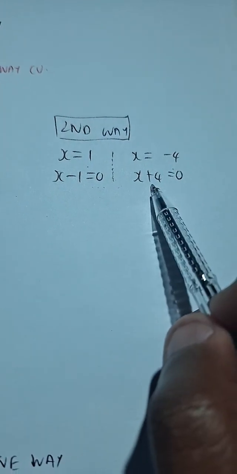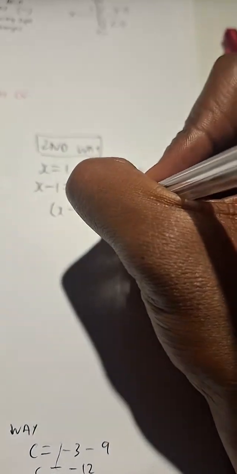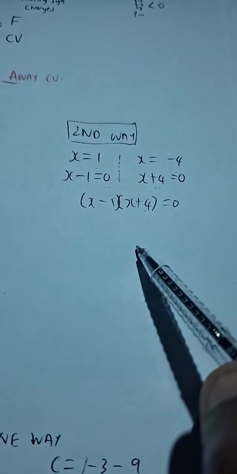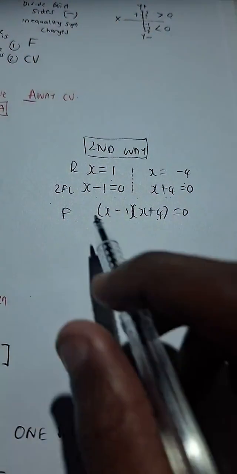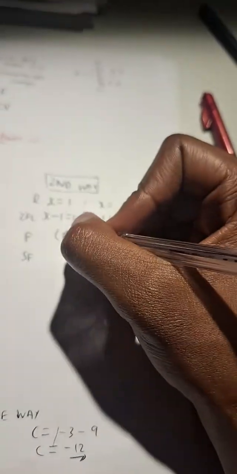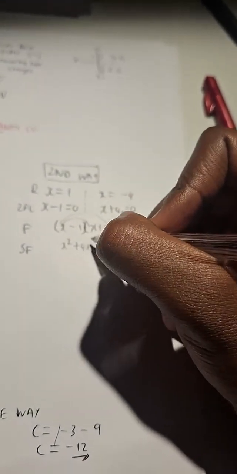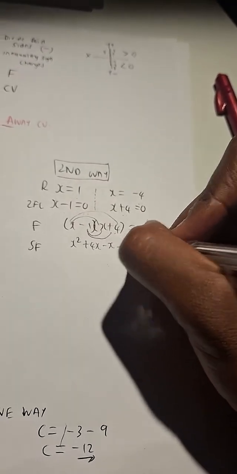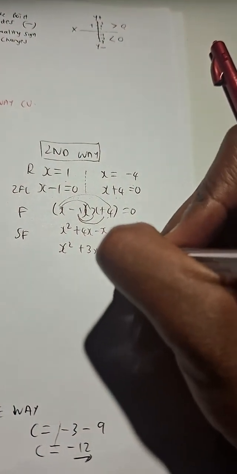X minus 1 is equal to 0, x plus 4 is equal to 0. Those are the factors. So we could say x minus 1 into x plus 4 is equal to 0. Do you see this, guys? We're working in reverse, from the roots to the zero factor law to the factors. Now I'm going back to the standard form. Look at this. X times x, I get x squared. X times 4 is 4x. Minus 1 times x, minus x. Minus 1 times positive 4, negative 4. That's all equal to 0. Then I say x squared plus 3x minus 4 is equal to 0.